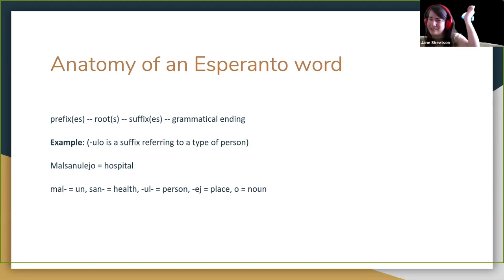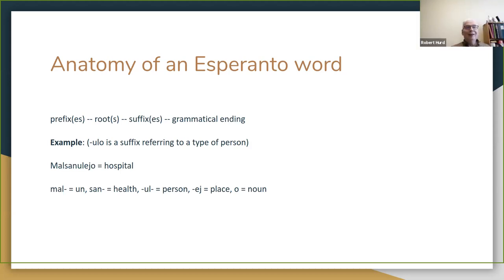It's a suffix that refers to a type of person. So, let's break down this mouthful. Mal, which we're gonna talk a lot more about, just means the opposite of something. Then san refers to health. Sana is healthy. Sano is health. Then ul refers to a type of person. Then ej refers to a place, and the O tells you it's a noun. So let's put this together. If sana is healthy, what would be malsana?